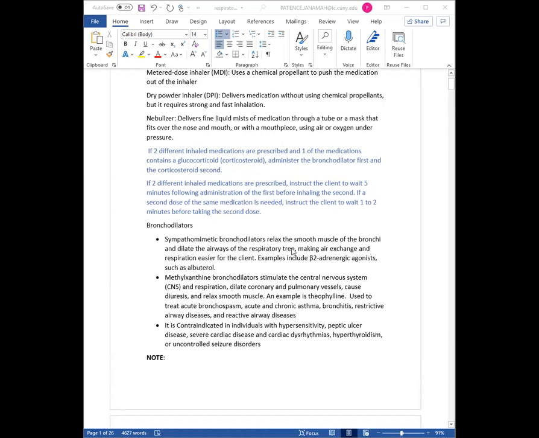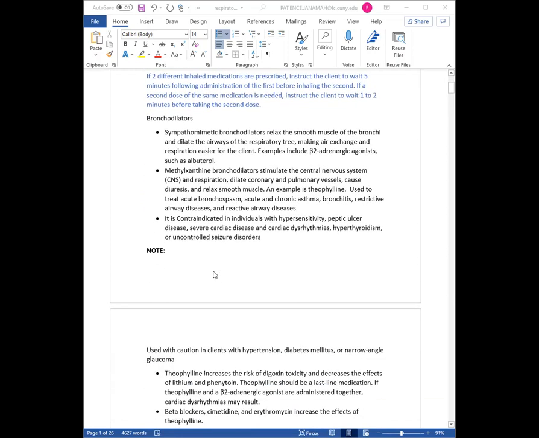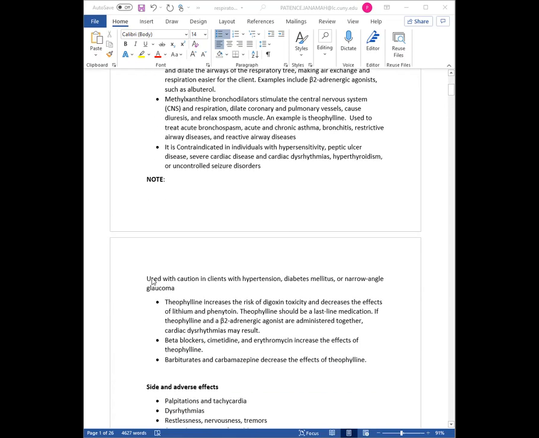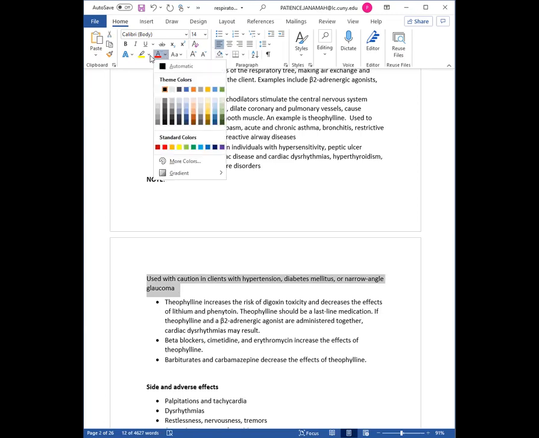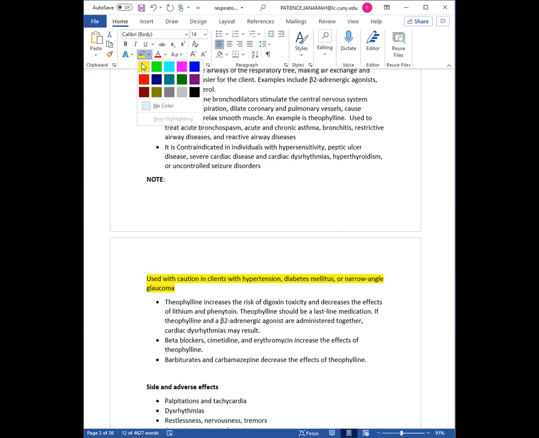Bronchodilators, do we need to know this or we'll just read that one? Let me go to this one. The note: used with caution in clients with hypertension. So if a patient is taking a bronchodilator, you want to use it with caution. Patients with hypertension, diabetes, or narrow angle glaucoma. So these are the cautions you need to take note of. Patients that have any of these, you want to tell them to use it with caution. They don't just take it, but you be careful because it can increase the blood pressure.